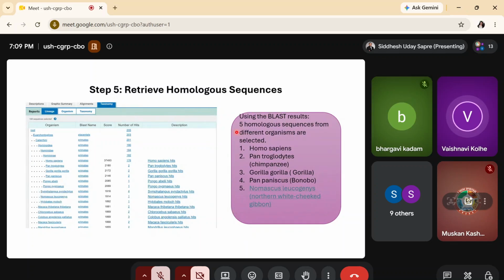Okay, later we performed the retrieval of homologous sequences, in which we picked out five homologous sequences which have common ancestry, having the same genes which have been conserved, or the same sequences in these five particular organisms. So we picked the five organisms which are showing the highest score. Next slide. And this is the result of the BLAST.